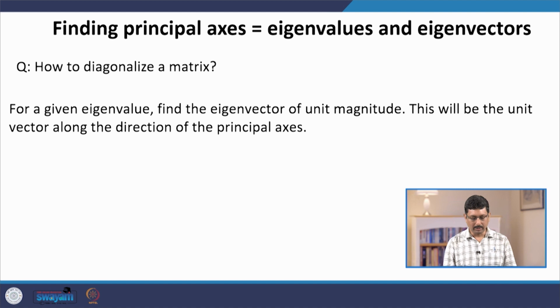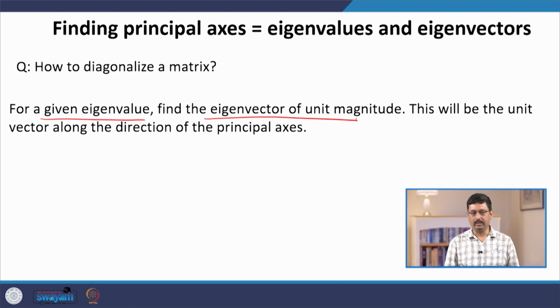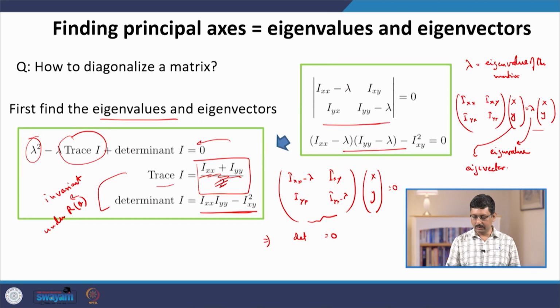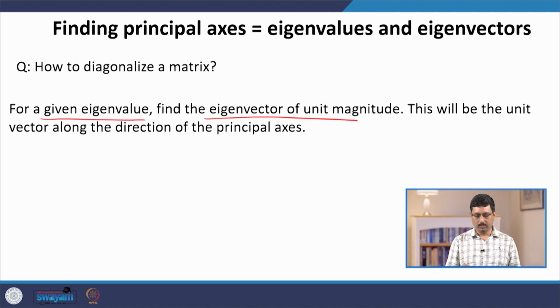So, to summarize, the first step is to find the eigenvalues, and the second step is that for a given eigenvalue we need to find the eigenvector, this particular vector. Once we find this eigenvector, this will give us the direction. Now, if you take an eigenvector of magnitude 1, this will give us the direction of the principal axis of rotation. So, this is the procedure.